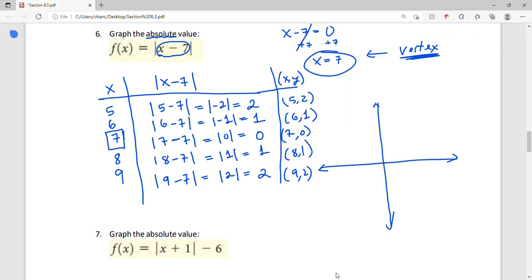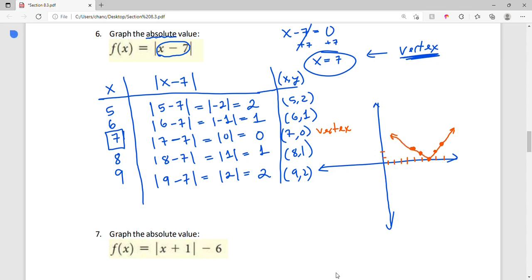So now we can plot the points 5, 2, and we should get a nice shape here. 6, 1, and 7, 0 is right here. That's our location of our vertex. 8, 1, and 9, 2. So you can see now the absolute value has a V shape to it.